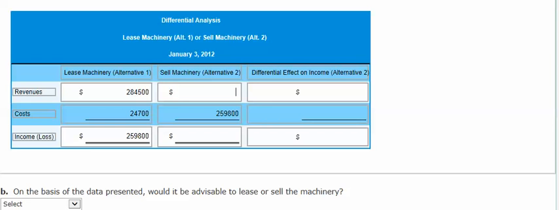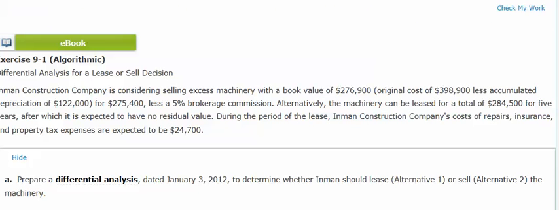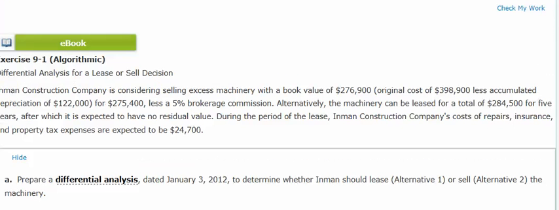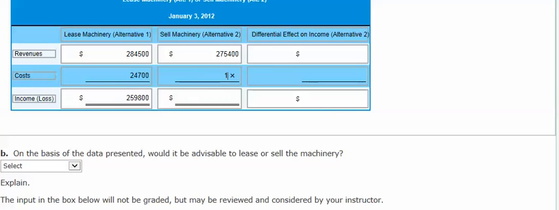Now, if we sell the machine, we would sell the machine for $275,400. So we'd put $275,400, and we're going to have a brokerage commission, and the brokerage commission was 5%. So we take the 275,400 times 0.05. $13,770 is what I get.